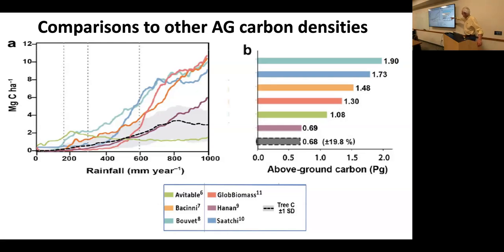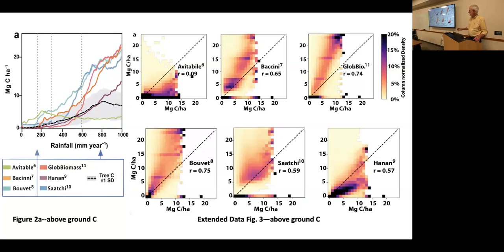And then on the right-hand side is just a summary. We were on the low side. This is for above ground carbon, but we have about 0.7 petagrams of carbon, plus or minus 20%. And then here are their figures. I think we have a very accurate uncertainty analysis or approximation, much better than using data where you cannot resolve individual trees.